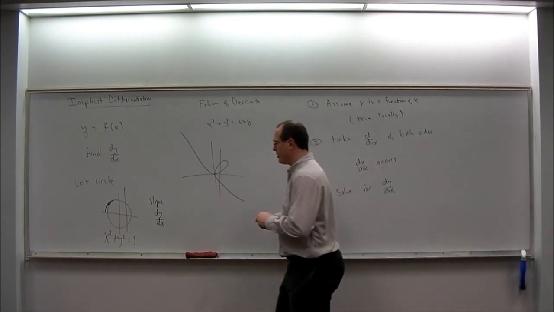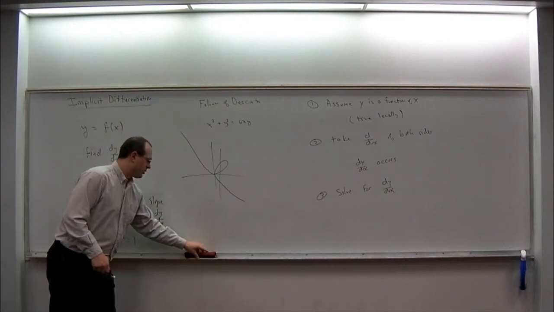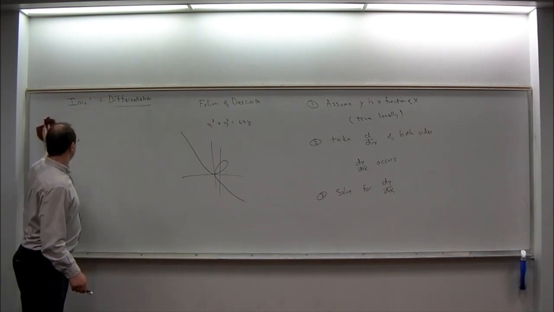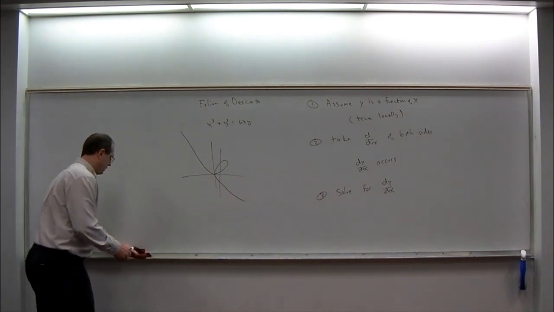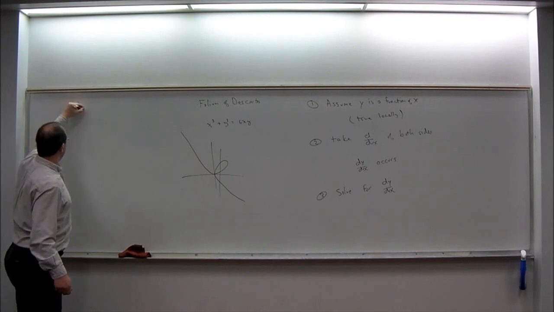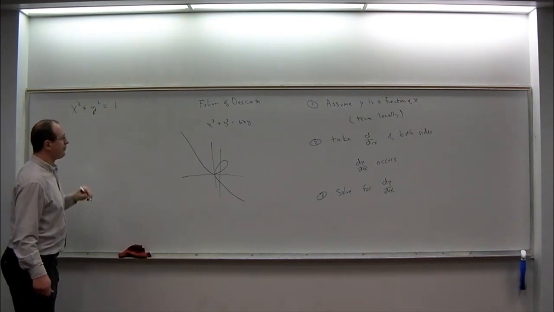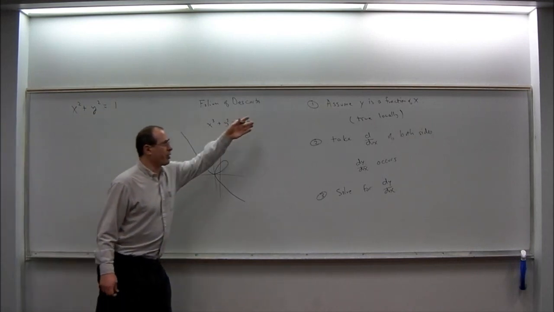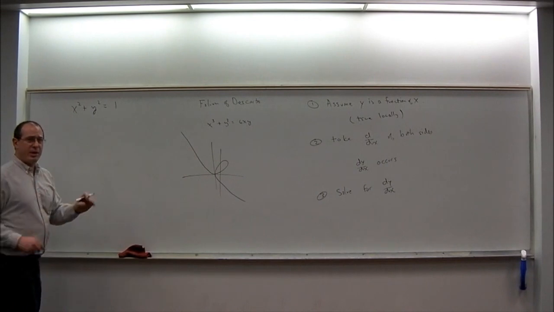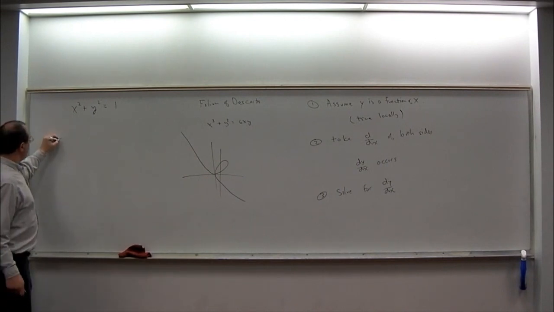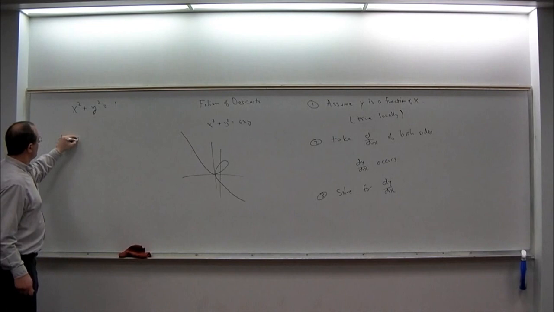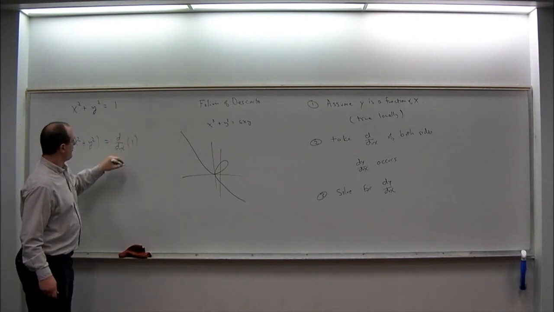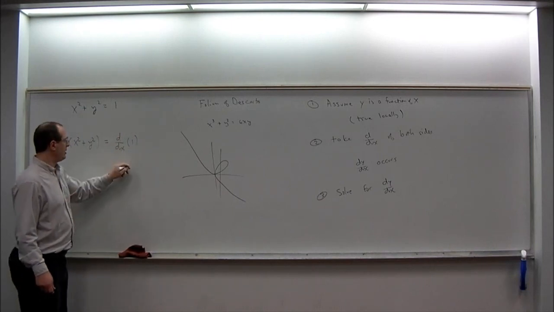So let's see how this happens in each of these two situations. First, the unit circle. So the equation is x squared plus y squared equals 1. We will assume y is a function of x. There's no work to do there. We just keep that in mind for step two. So then we take the derivative of both sides with respect to x. The right side, the derivative of a constant, is 0.